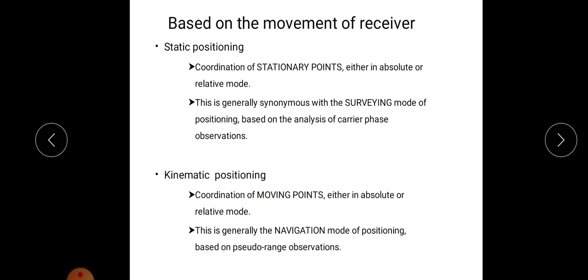This static positioning may be in absolute or in relative mode. Static positioning in absolute mode means there will be only one GPS receiver and it is static. In relative mode there will be two receivers and they will be in static condition, that is, stationary. Like that, kinematic positioning also may be absolute or relative. Absolute means there will be only one receiver, and in relative mode there will be two receivers. And since it is kinematic, the point will be moving. So this is the classification of the GPS surveying method.